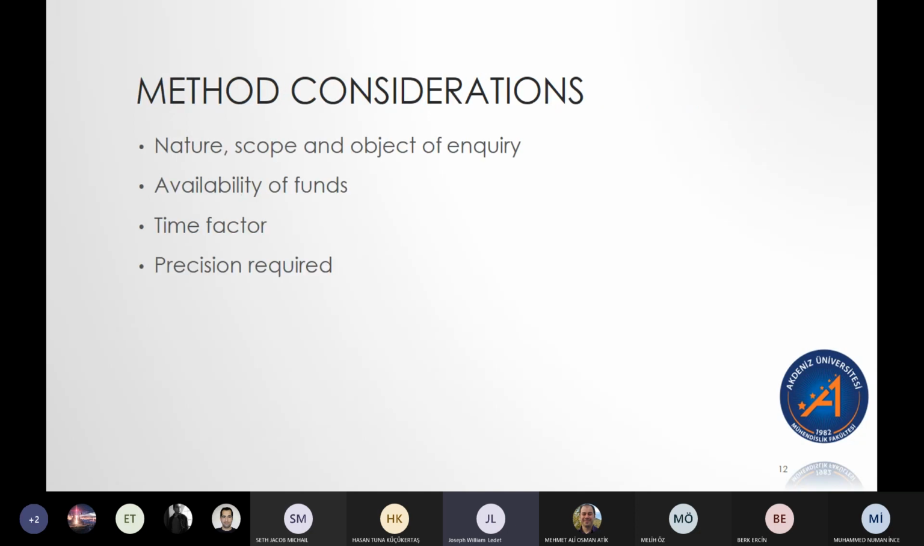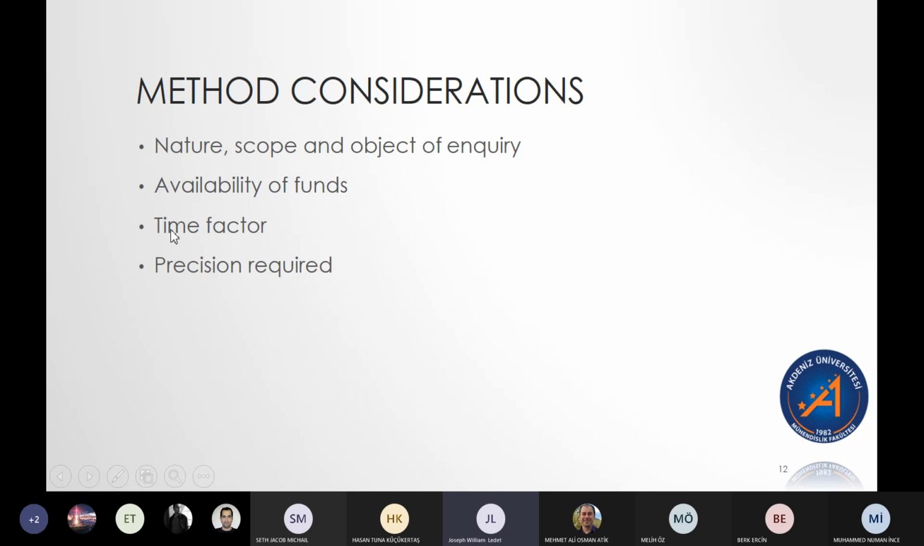Okay. All right. Make sure that as you're considering how you're going to obtain secondary data, some of the considerations we need to take into account are the nature, the scope, and object of what we are inquiring about. Funds: do we have the availability? Because some things are not free, so access to certain journal repositories won't be free.